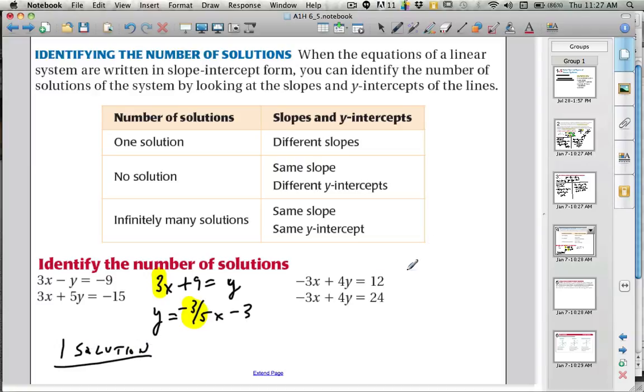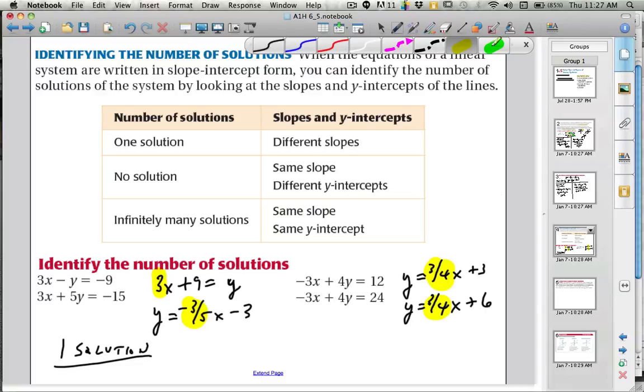If we take a look at this one, I'm going to add 3x and divide by 4. So y will be equal to 3/4 x plus 3. I'm going to do the same thing here. I'm going to add 3x and divide by 4. y is equal to 3/4 x plus 6. So I have the same slope, but I have different y-intercepts. Okay, these are parallel lines. This has no solution.